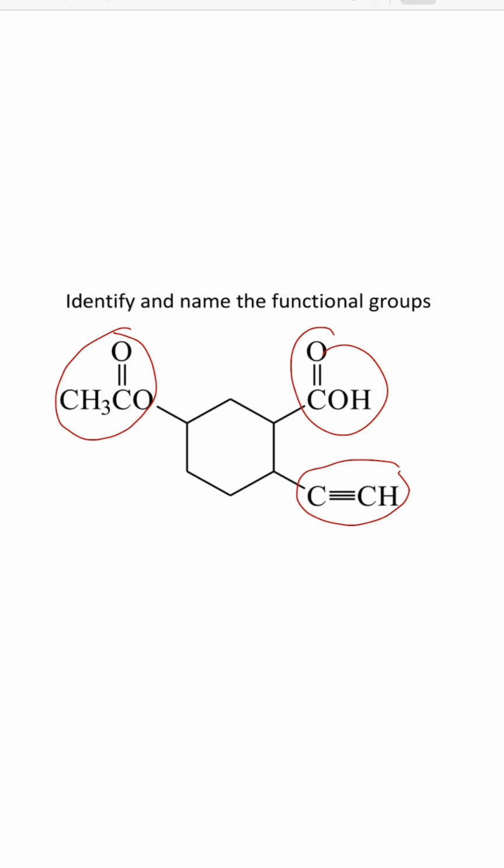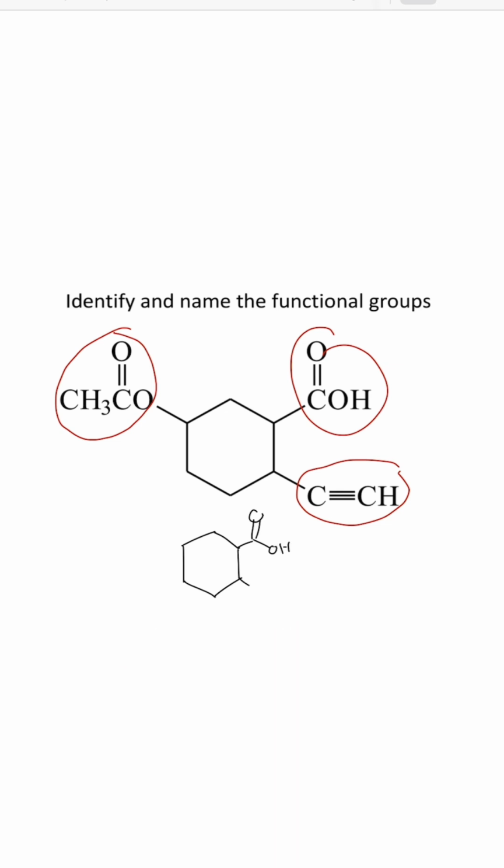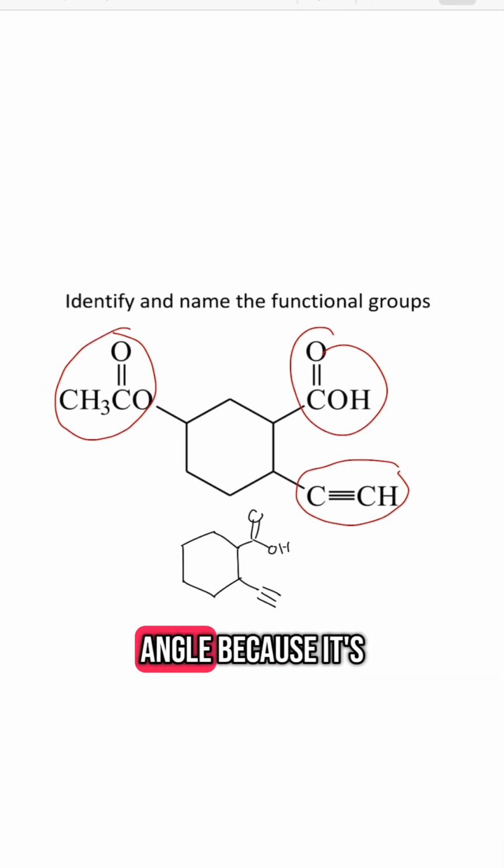So we're going to, of course, draw our ring. Nice 6-membered ring, nice cyclohexane. This carbonyl group here, which is bonded to an OH. The carbon down here. One, two, three. And don't ever draw that on an angle because it's incorrect. You'll get mad.